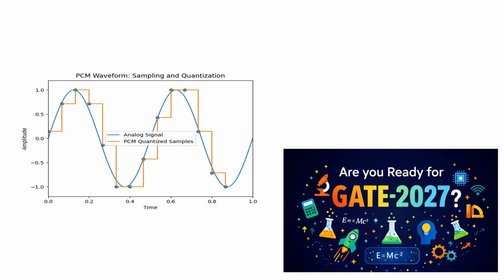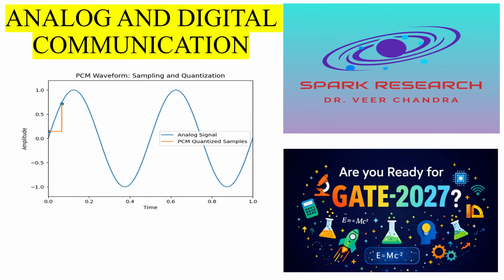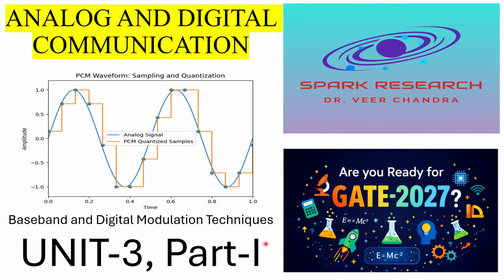This is another session for this course, Analog and Digital Communication. And here we are going to take the contents from Unit 3. So this is the first part of this course. Here we are going to take the contents from baseband and digital modulation techniques. And further, in the second part, we will take another part of this Unit 3, right?